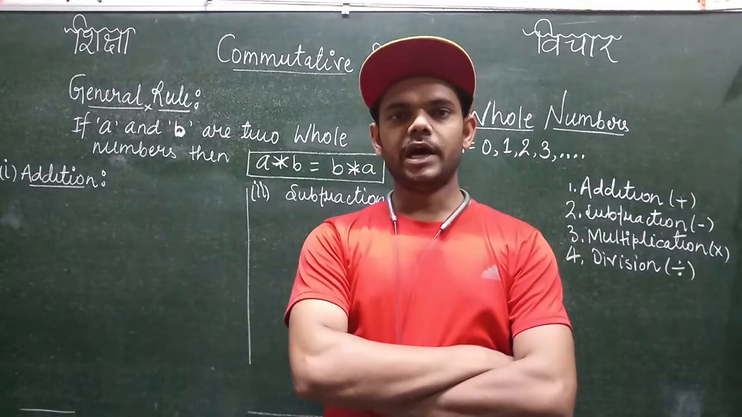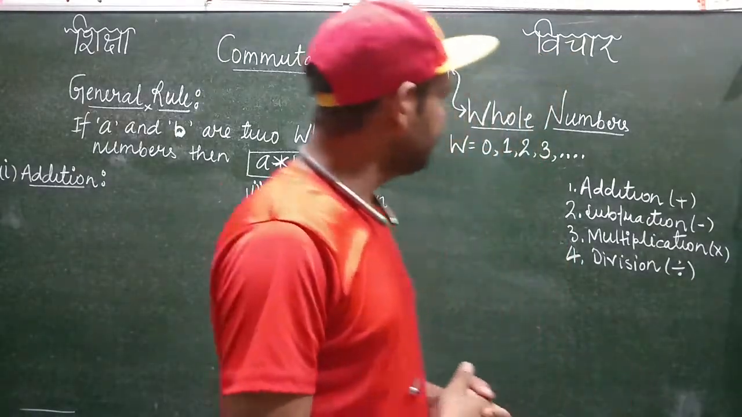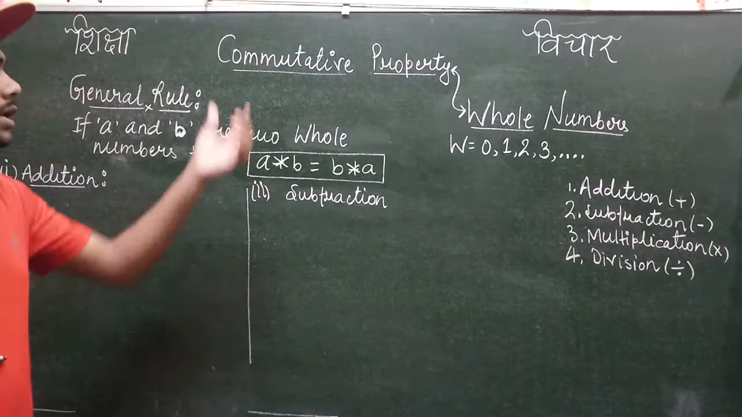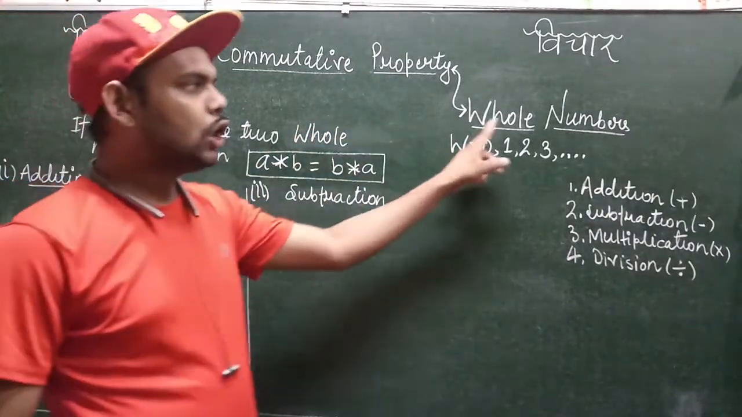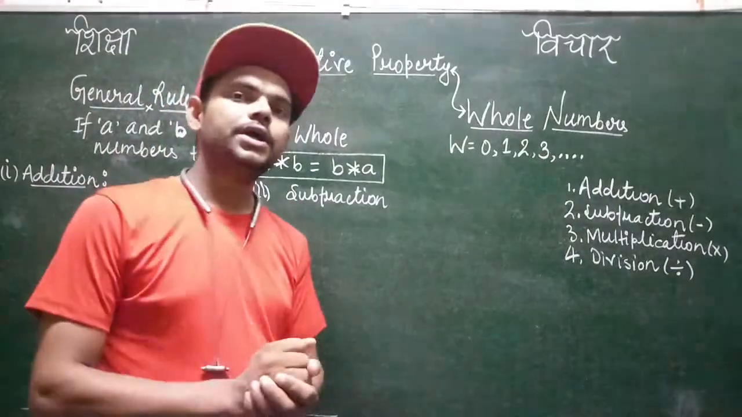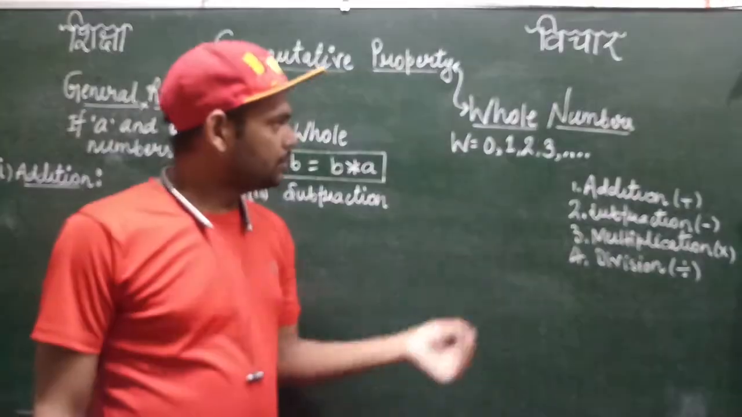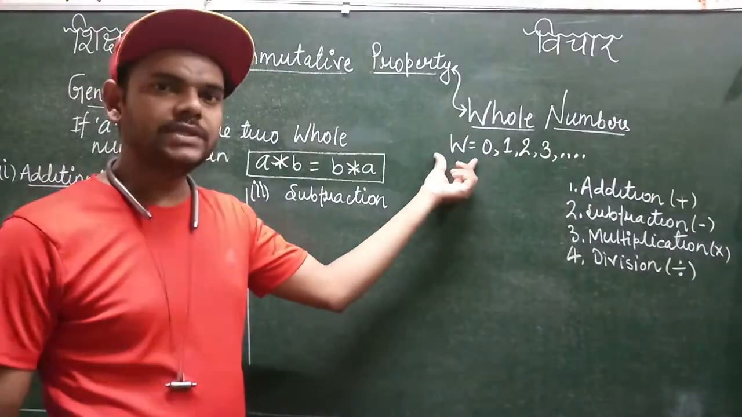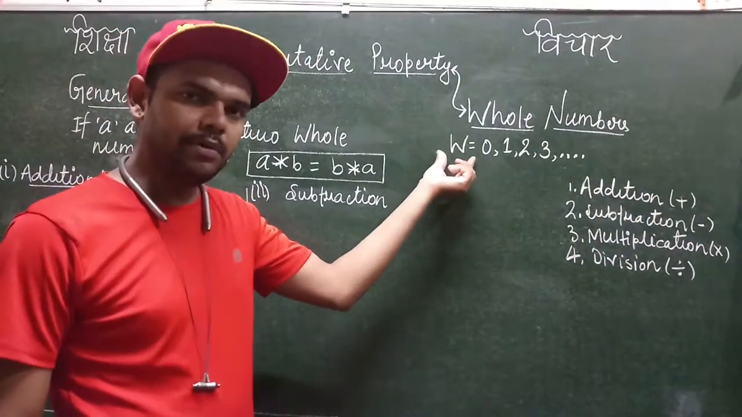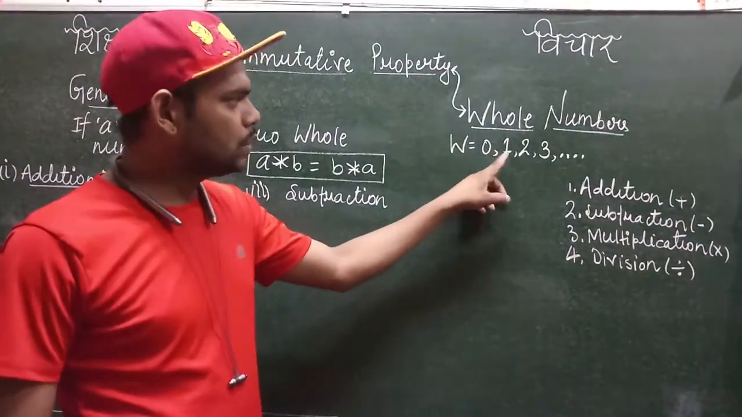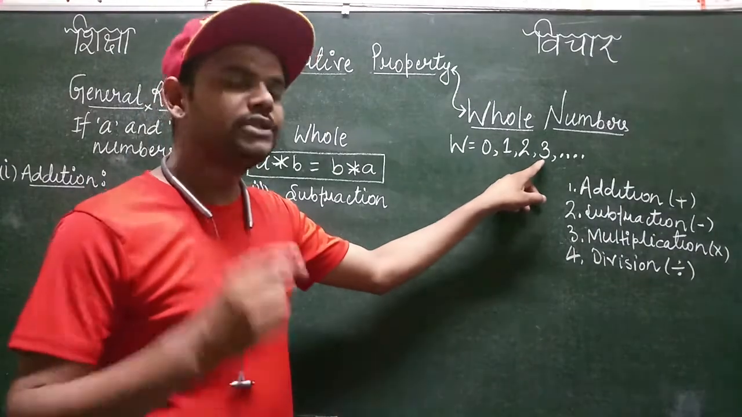I am Santosh, and in this video I am here to explain the commutative property for whole numbers. First of all, we have to recall what the whole numbers are. Whole numbers in mathematics are represented by capital W and given by 0, 1, 2, 3 and so on.